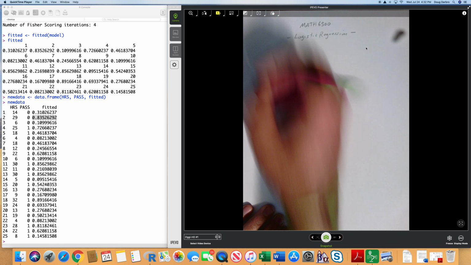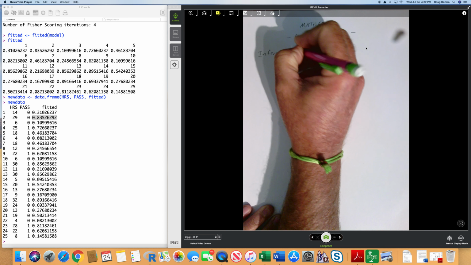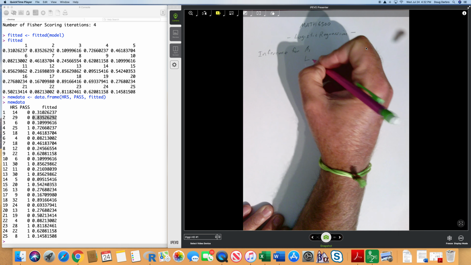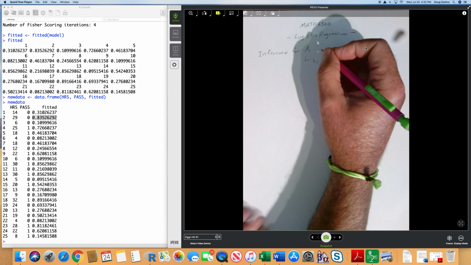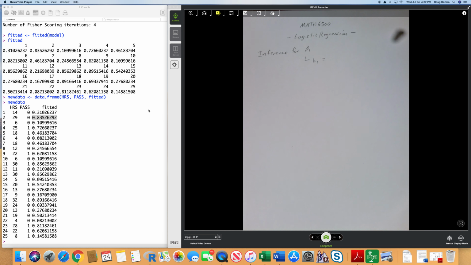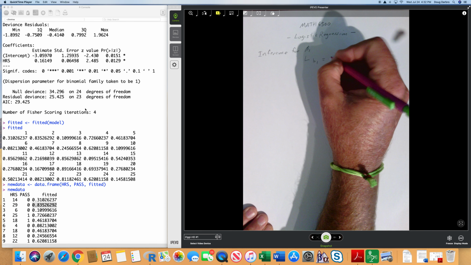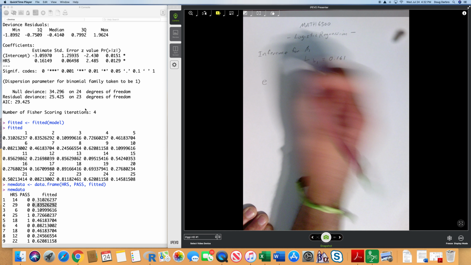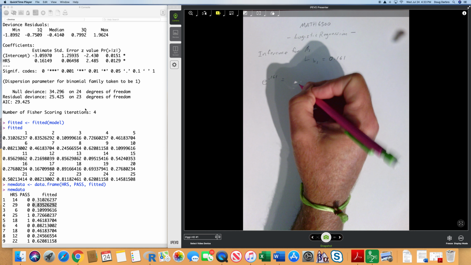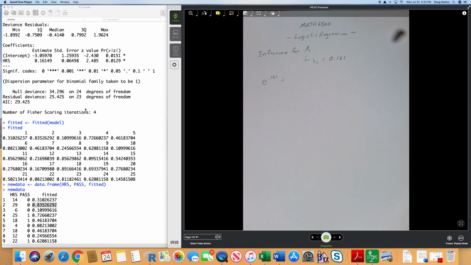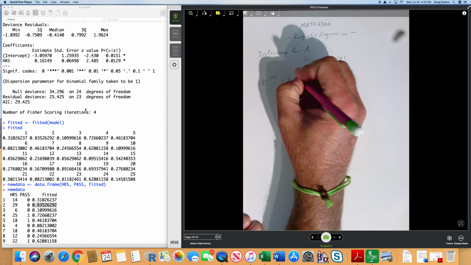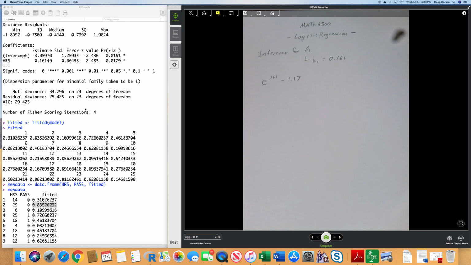Anyway, what I want to look at here is the inference for beta 1. Again, what have we done? We calculated our beta 1, our B1, which was 0.161. I've kept everything up over here so we can just keep working with it. We saw that if we take e to the 0.161, we get 1.17, so we can say that the odds of passing the exam are 1.17 higher as the number of hours studied increases by 1.